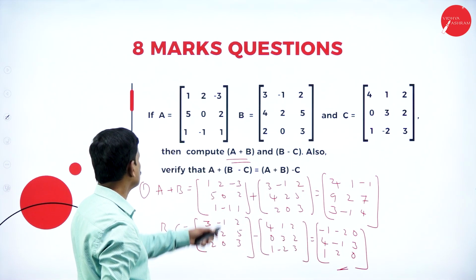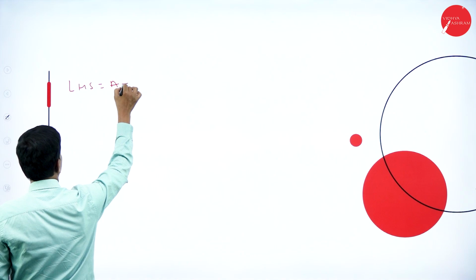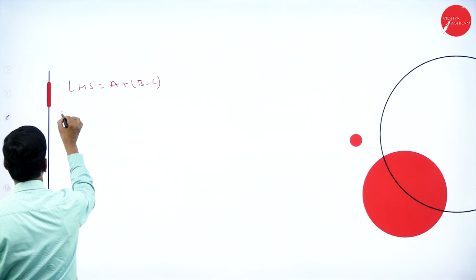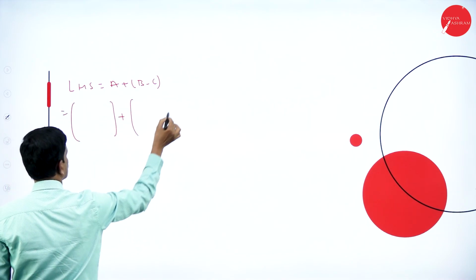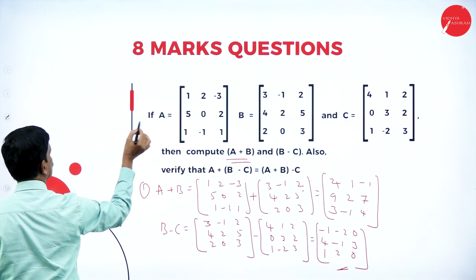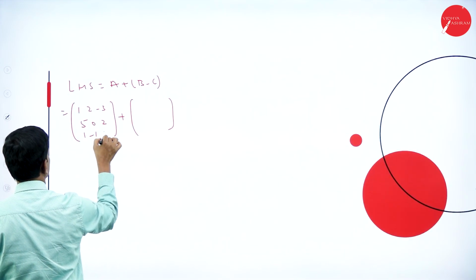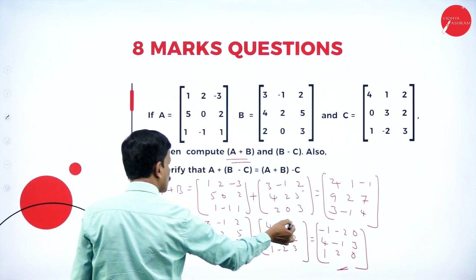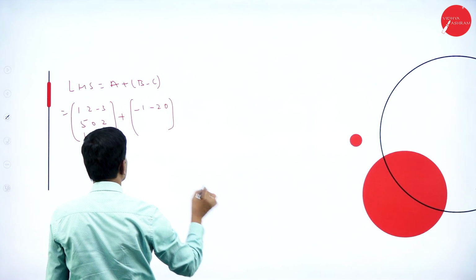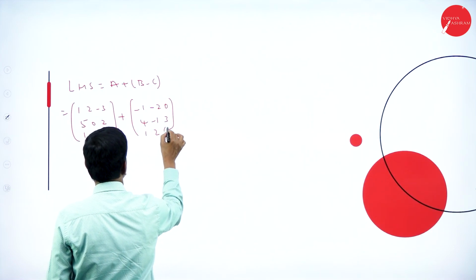Now, what is to prove this one? Take LHS, left hand side, A plus (B minus C). That is, what is matrix A and what is B minus C? So, A, 1, 2, minus 3, 5, 0, 2, and 1, minus 1, 1, plus B minus C. B minus C is minus 1, minus 2, 0, 4, minus 1, and 3, then 1, 2, 0.